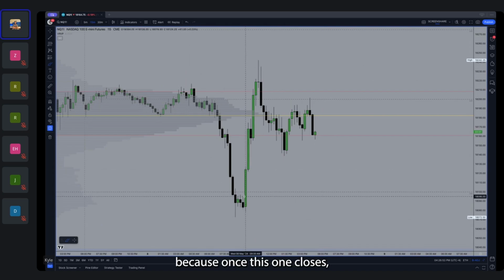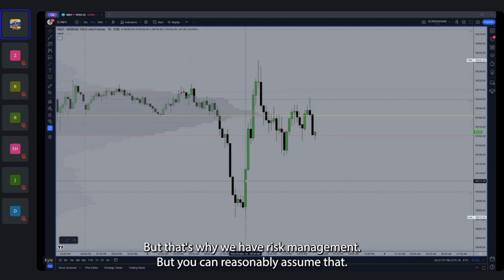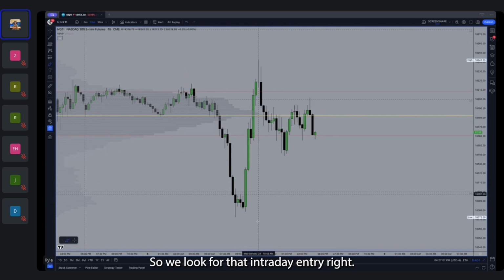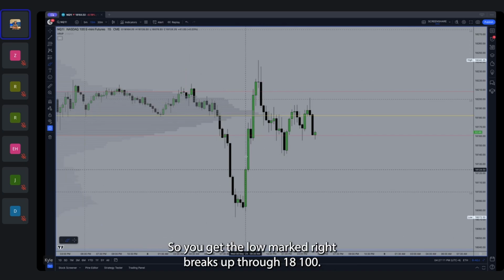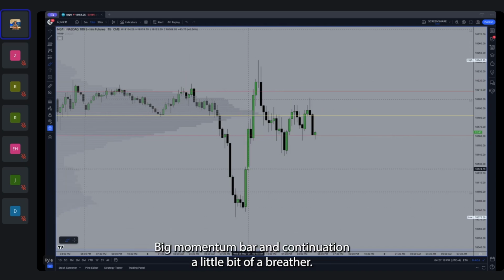Once this one closes, you can reasonably assume, and there will be times where you're wrong, but that's why we have risk management, that all right, I have at least another 15 minutes to get involved here. So we look for that intraday entry, right? You get the low marked, it breaks up through 18,100, you get the move, you get that big igniting bar, big momentum bar. Then continuation, a little bit of a breather.